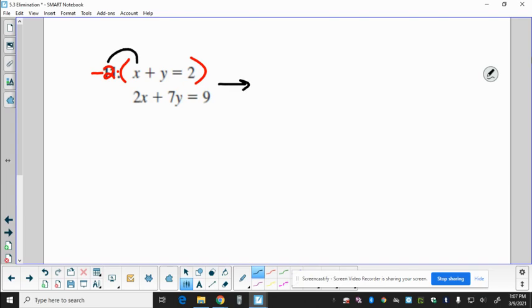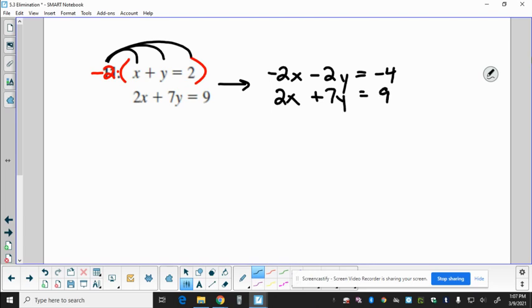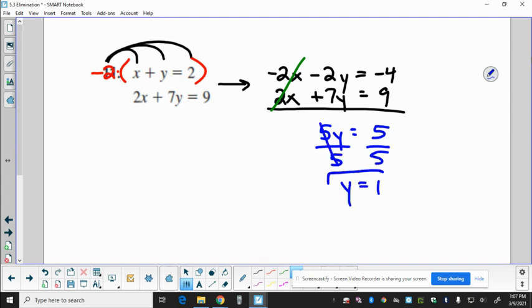So let me show you what this is going to look like after I do a distributive property. So negative 2 times x, negative 2 times y, negative 2 times 2. The second equation, I will merely rewrite it. And now I believe I'm going to have this task accomplished because those 2's for the x terms are opposite signs. The y's are added together. I'll divide by 5. Okay, y is 1. There's one answer.